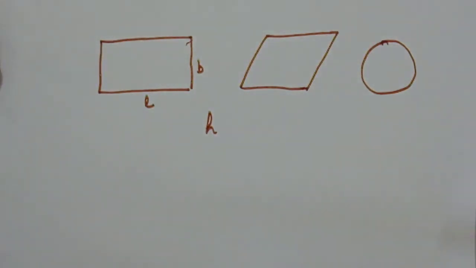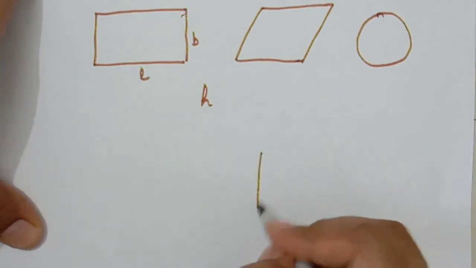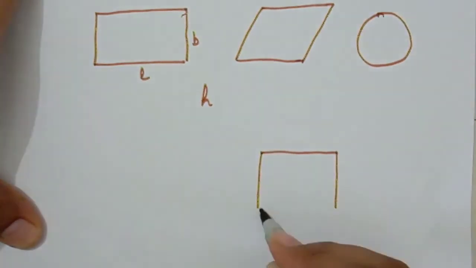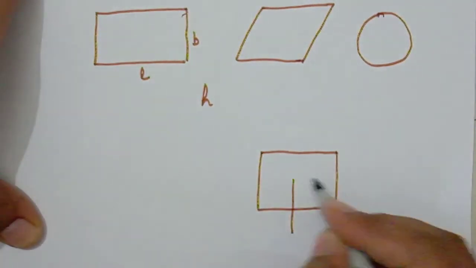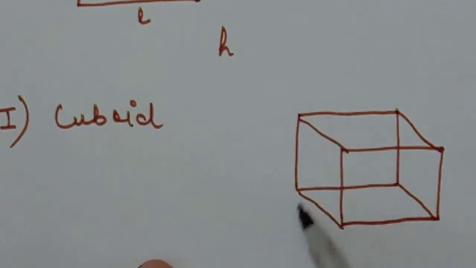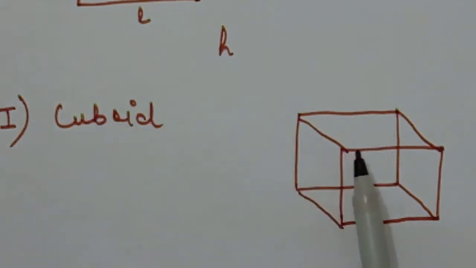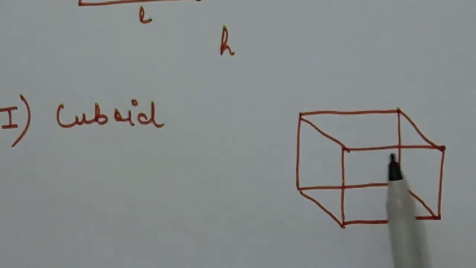First of all, today's first figure is the cuboid. What is a cuboid? A cuboid is a three-dimensional figure made by 6 rectangular faces, plane regions. So what is the definition of the cuboid? A cuboid is a solid bounded by 6 rectangular plane regions. How will we recognize them?